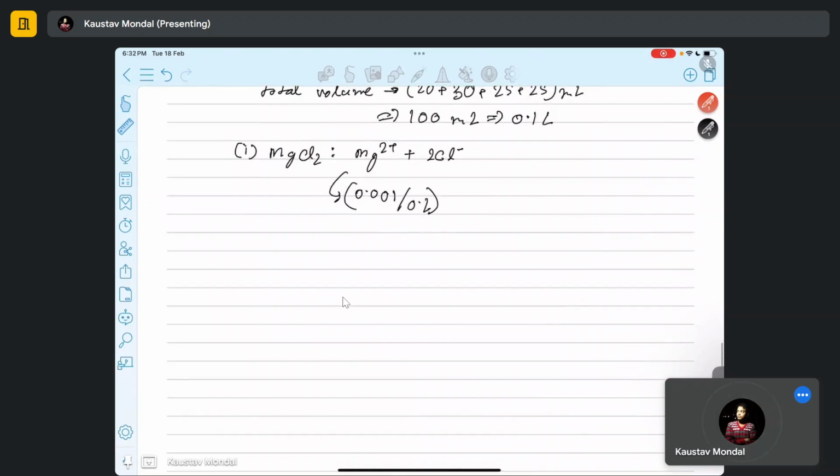So for Mg2+, it would be 0.01 M. Now for Cl-, there are 2 moles of Cl- per 1 mole of MgCl2. That means for Cl- it is 2 into 0.001 by 0.1. So this will be basically 0.02 M of Cl-.